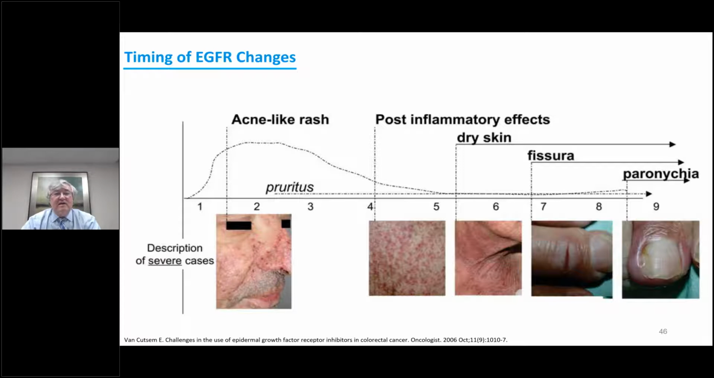And again, the acne-like rash usually occurs in the first week and a half. You then go on to have post-inflammatory changes, the dry skin, subsequent fissures, and you might even get periungual changes often, but these can be late. They can be down 8 weeks after you've actually been on the drug.